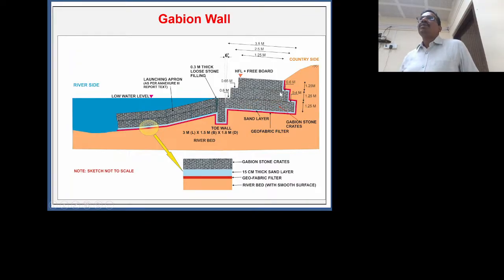In my first lecture yesterday I explained that the depth of the river in the boundary is very less, but the velocities are very high and the slopes are also very high. In this case, we are giving this type of protection works. This is the gabion stone crates, and this is the launching apron again. Two layers of launching apron we have suggested, and this is the toe wall.